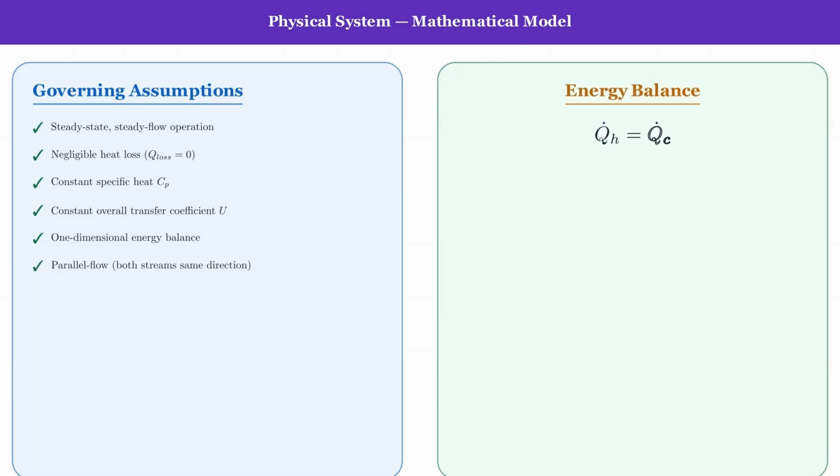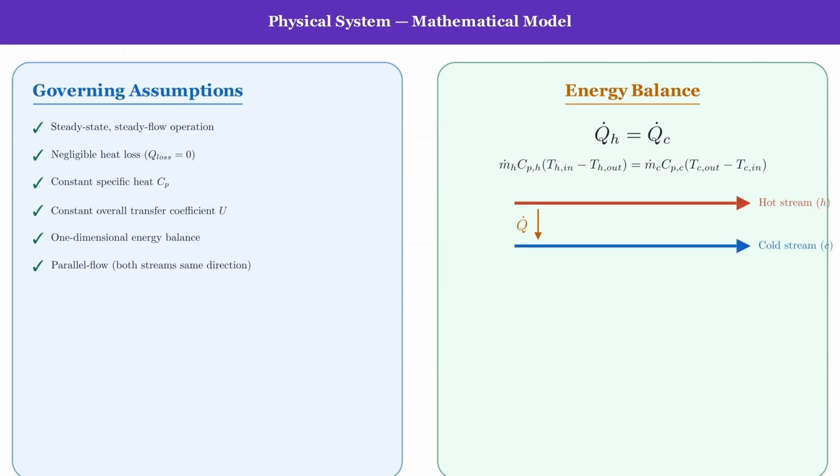On the right, we state the governing energy balance. Under our assumptions, conservation of energy requires that the heat lost by the hot stream equals the heat gained by the cold stream. In expanded form, m dot h times Cph times the inlet to outlet temperature drop of the hot stream equals m dot c times Cpc times the temperature rise of the cold stream. This schematic reinforces the physical picture. The hot stream flows left to right, the cold stream flows in the same direction beneath it, and thermal energy Q dot transfers from hot to cold across the separating wall.